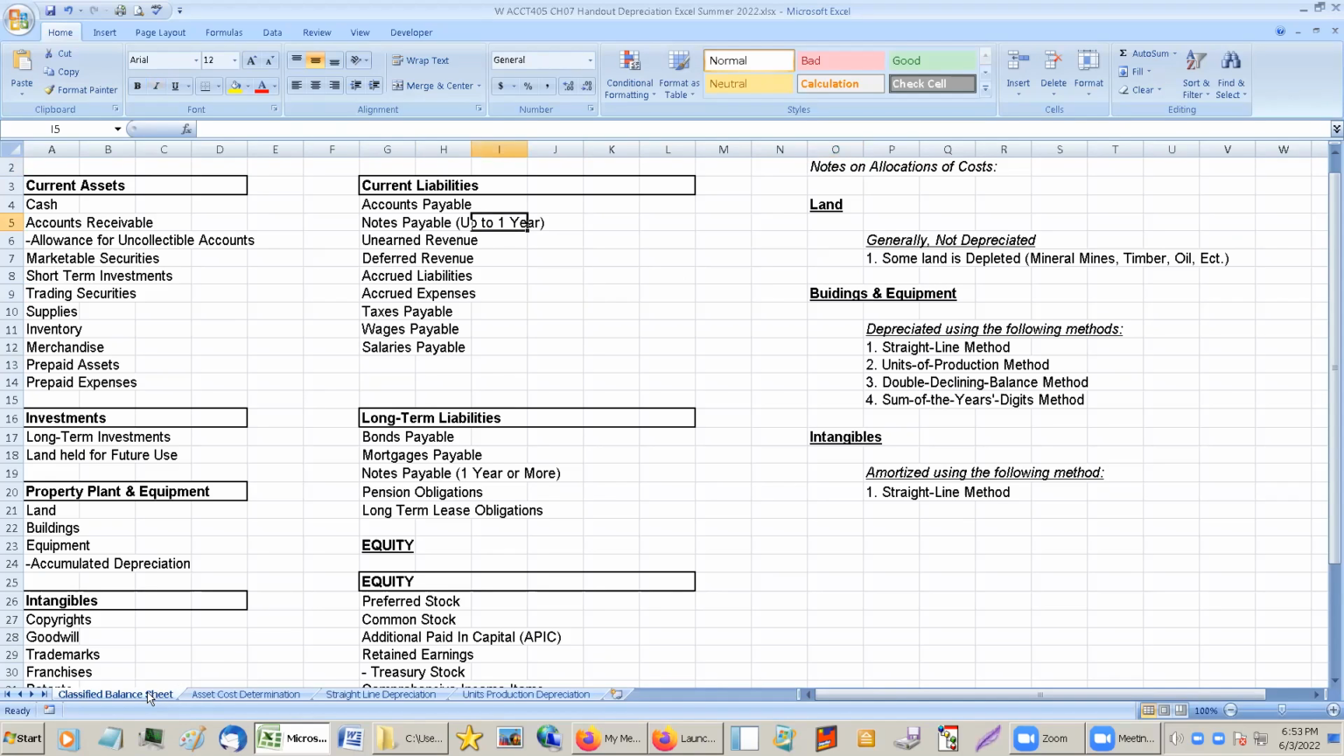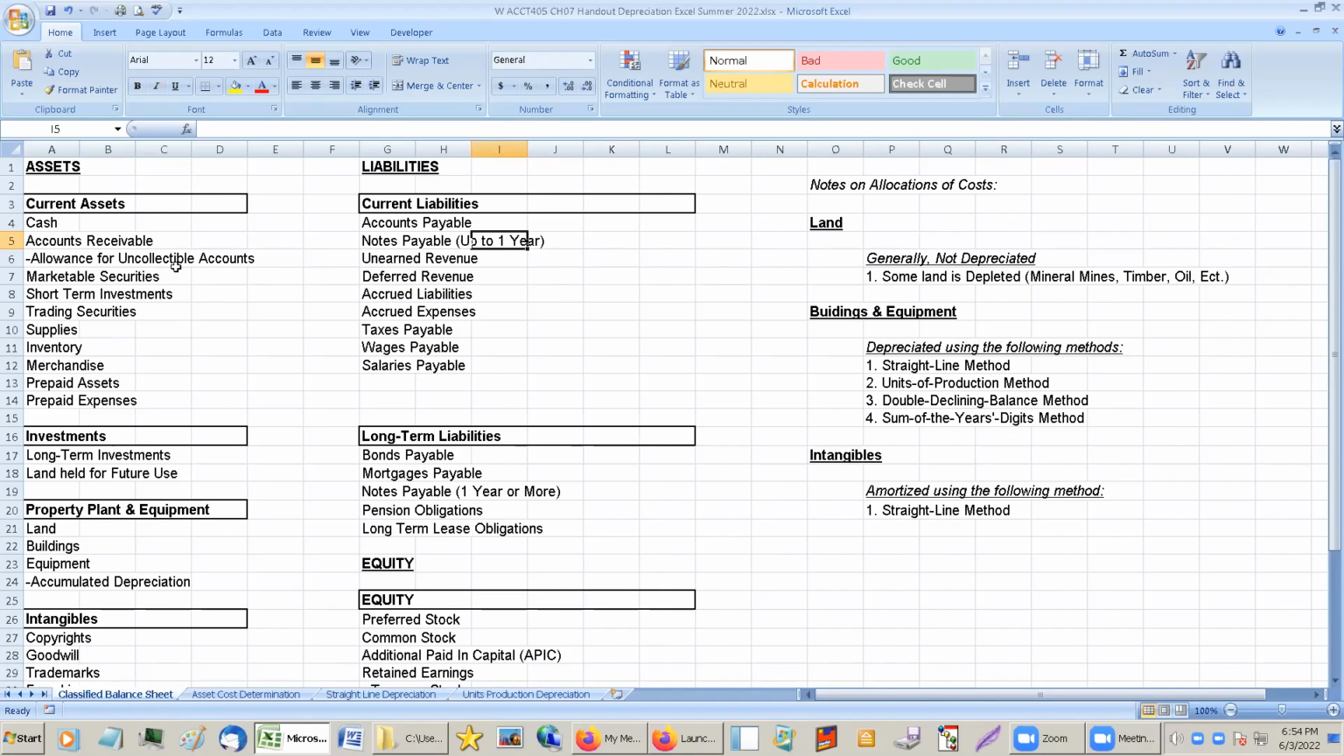Now, on the first tab, we have a classified balance sheet. This is kind of where things go on the balance sheet. It's kind of like a grocery store. You go to a grocery store and you want Cheerios, you go to the cereal aisle. Everybody knows that. Doesn't matter what store it is, you go to the cereal. It's kind of the same thing. We just put everything that's similar together.